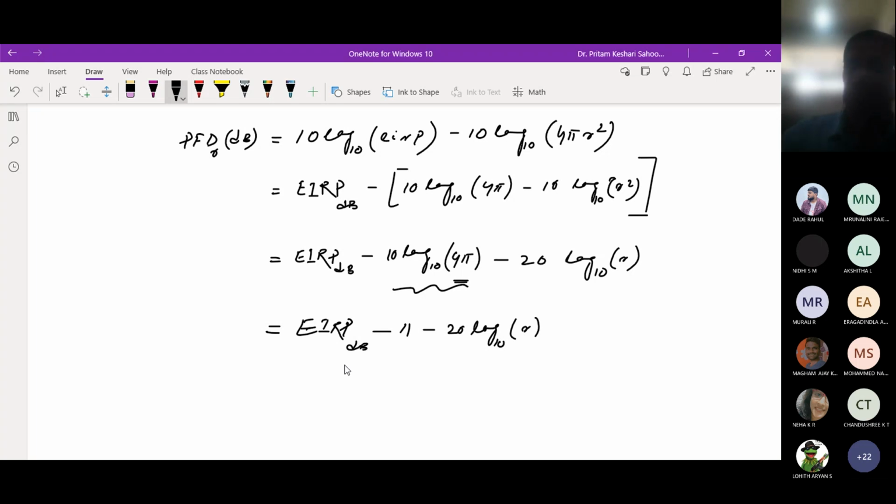Okay, so now if you observe the calculation of power flux density at a distance r in terms of dB, we got it as a function of the EIRP as well as the distance at which we are calculating. So as the distance increases, this particular factor will gradually decrease. So power flux density is inversely proportional to the distance.